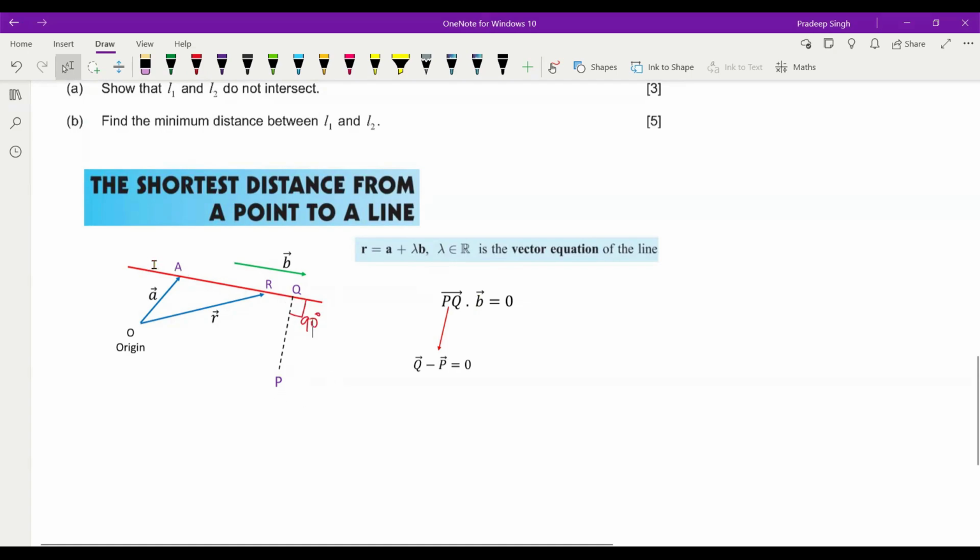Since PQ is perpendicular to the line, and the line itself is parallel to the b vector, we can say that PQ is perpendicular to the b vector. Now, since PQ and b are the two vectors which are perpendicular, we take the dot product between them and put that equal to 0. And how do we find the PQ vector? We split it up to form Q minus P.